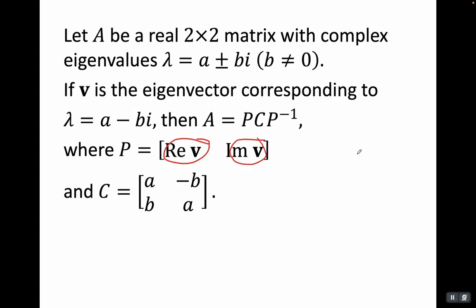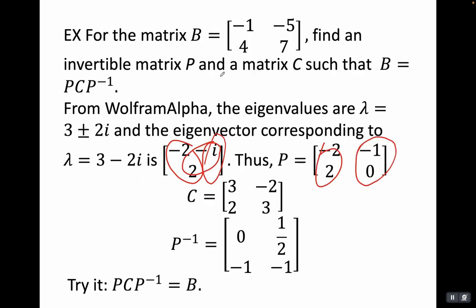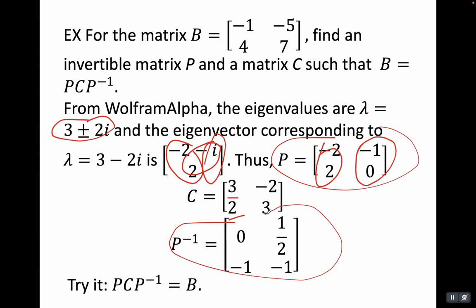C, again, is going to be [a, -b; b, a]. That's based on the eigenvalues, which are a plus or minus bi. Since here the eigenvalues are 3 plus or minus 2i, that means a is going to be 3 and b is going to be 2. So C is [3, -2; 2, 3]. And P inverse, if you know what P is, you can just calculate P inverse on a calculator or Mathematica or whatever. And it does turn out that P C P inverse equals B.